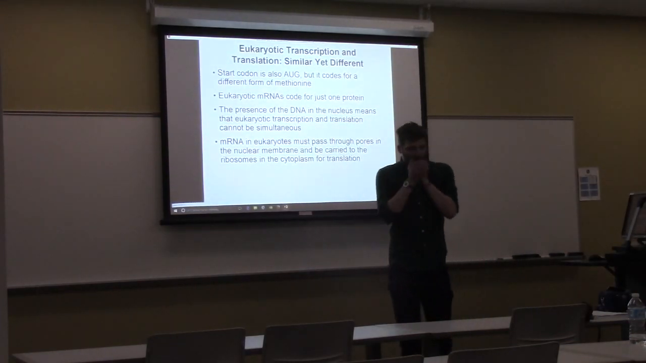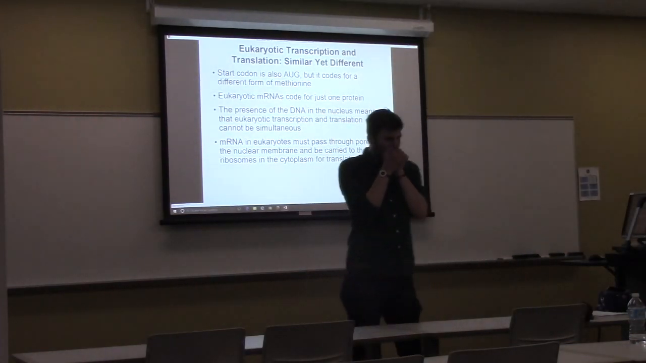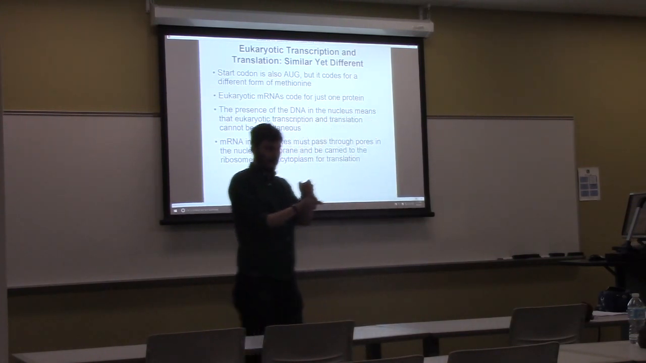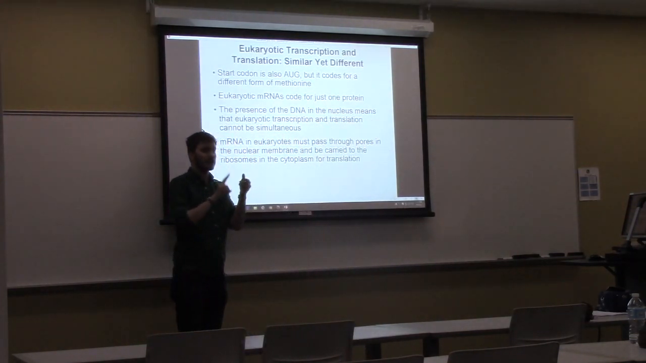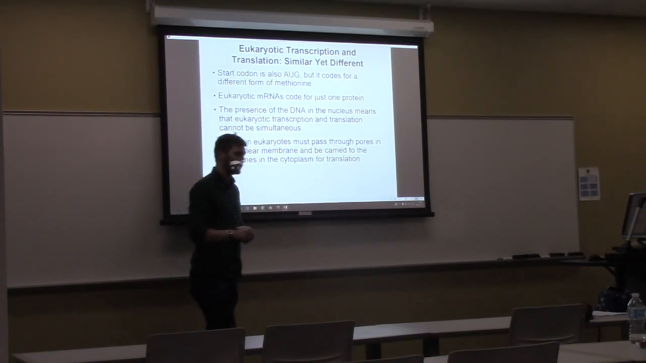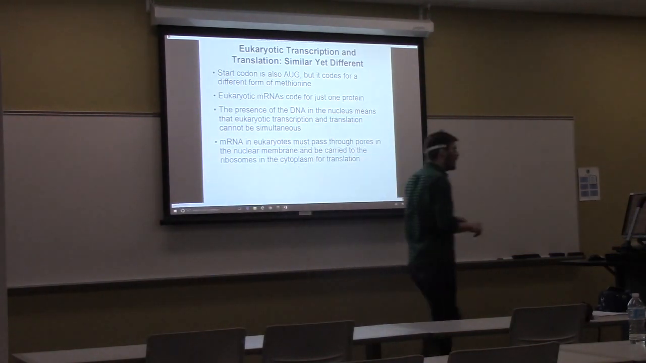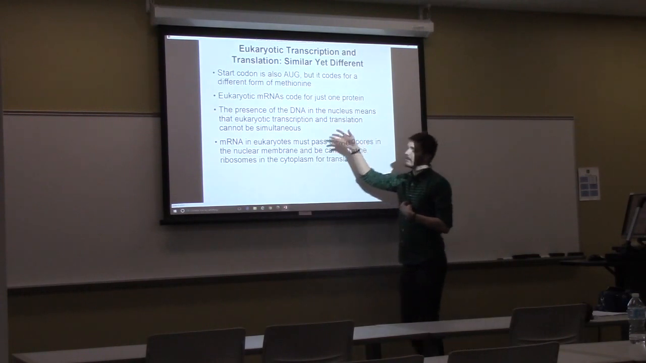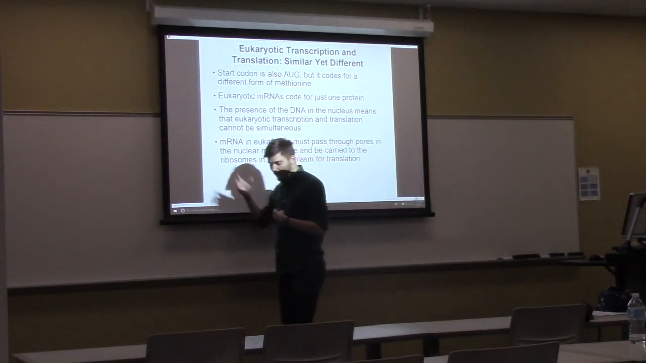In eukaryotes, everything happens in the same place in the beginning. DNA replication always occurs in the nucleus for eukaryotes, okay? And transcription occurs in the nucleus for eukaryotes. Translation occurs outside, in the cytoplasm.